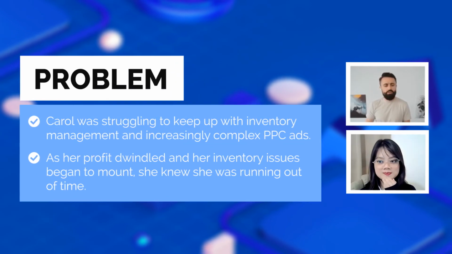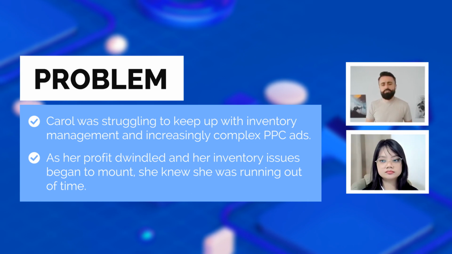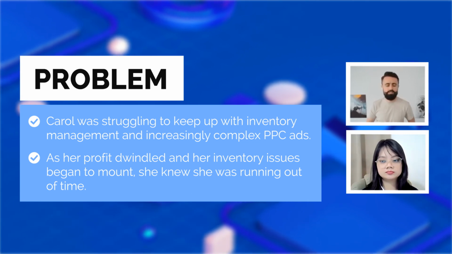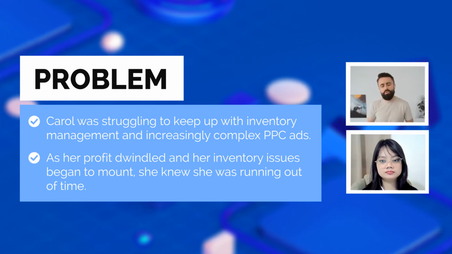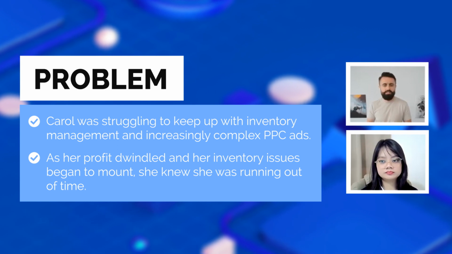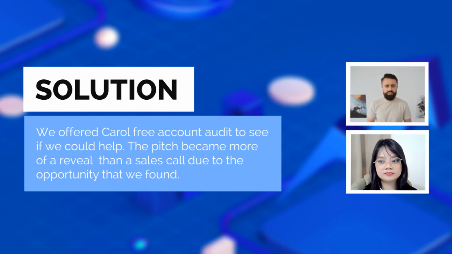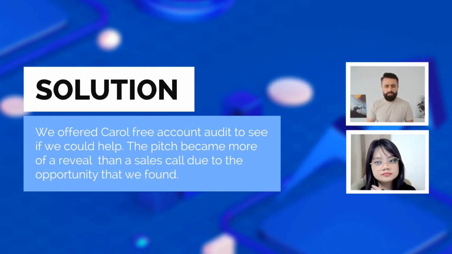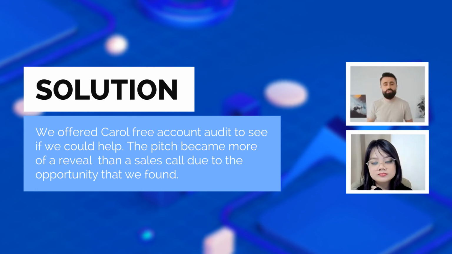So the main problem with Carol was that she was struggling to keep up with inventory, largely down to the fact of the increasing complexity with Amazon ads. So as we all know, Amazon have added a lot of advertising types in the last 12 to 18 months, whether that's sponsored brands, creative, whether that's SDA. And Carol was just simply struggling to keep up, which was affecting other areas of her business. So when we came in, we offered Carol a free audit to see if we could help. So the pitch itself became more of a reveal than a sales call, just purely due to the opportunity we found in the account.